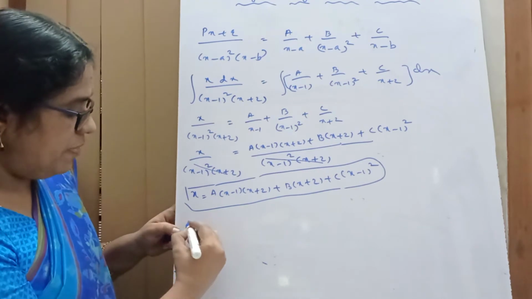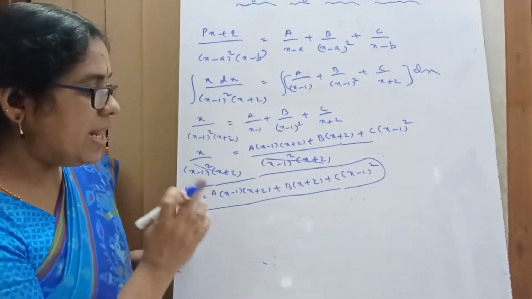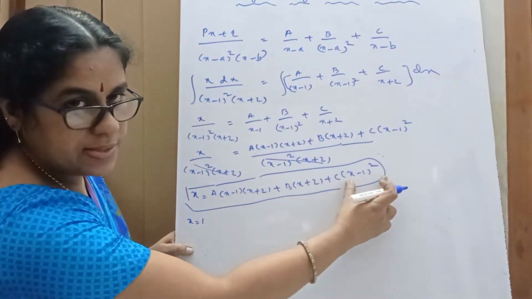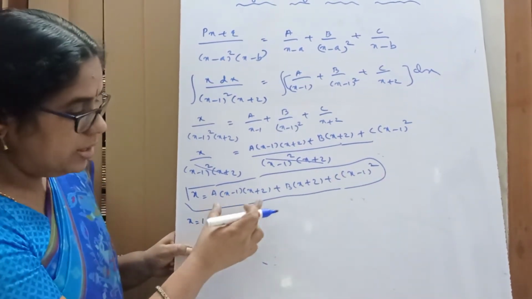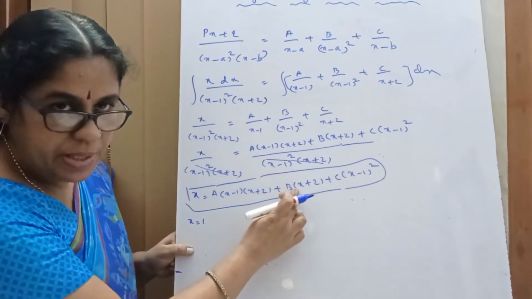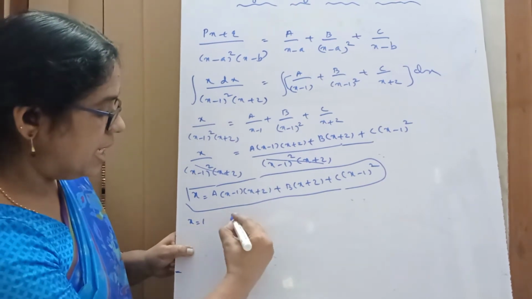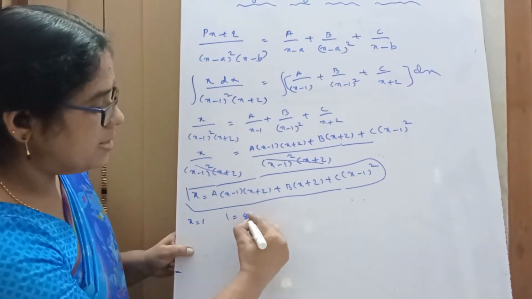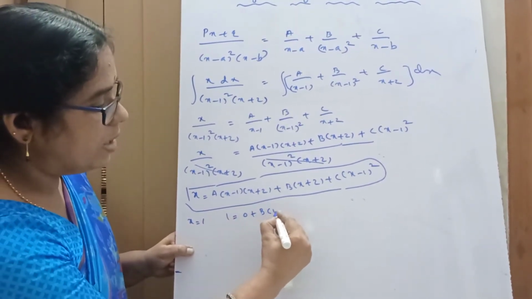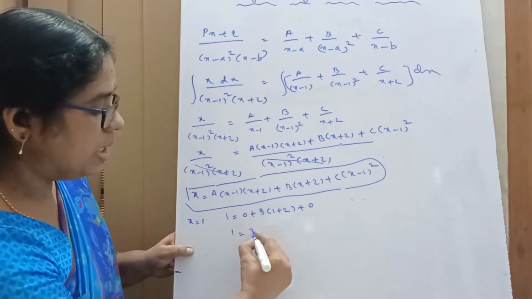Okay, then if we put x equal to 1, we can eliminate the first and the last term. If you put x equal to 1, the first term becomes 0 and the last term becomes 0. You will get the constant b. We are going to put x equal to 1 throughout. Okay, for the left side it is 1. 1 is equal to 0 plus b into (1 plus 2) plus 0. Okay, therefore 1 is equal to 3b.